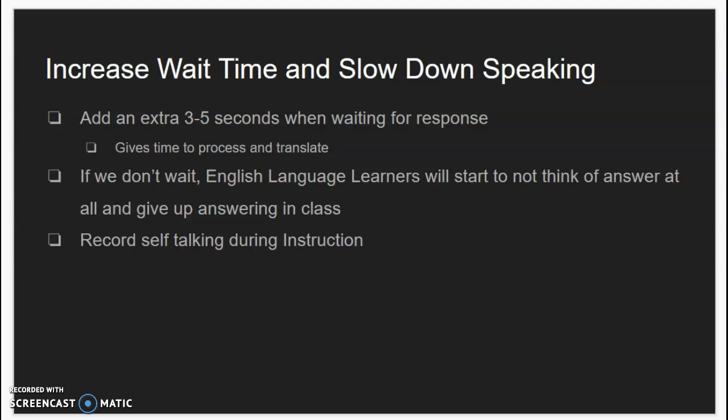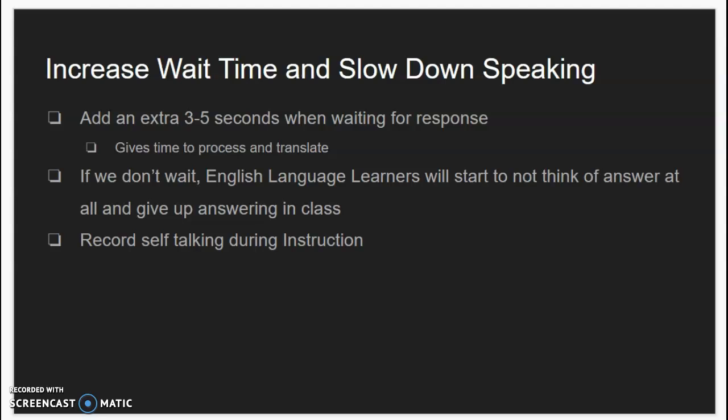If we don't wait, English language learners will start to not think of an answer and they will just give up on answering in class altogether. So when they don't have enough time to process that and to really think about what it is we're asking and translate it, they realize they're not having time for that. And so, like I said earlier, they're just going to give up and just stop answering. So it's really important that we do that.